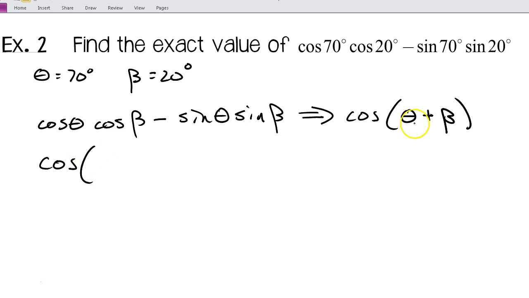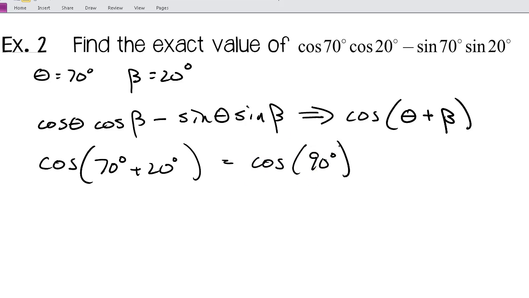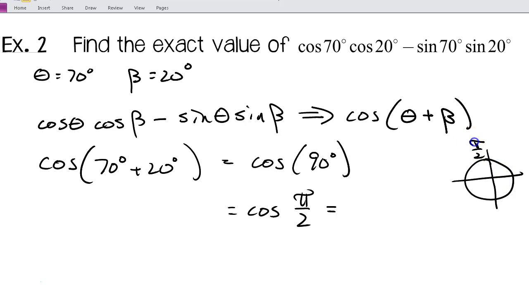So this is the same as the cosine of 70 plus 20, which is the cosine of 90 degrees. If this was not a special angle, say it came out to 86 degrees, we would just leave it as the cosine of 86 degrees. But cosine of 90 is the same as the cosine of pi over 2, and the x-coordinate at pi over 2, which is (0, 1), is 0. So the answer is just 0.